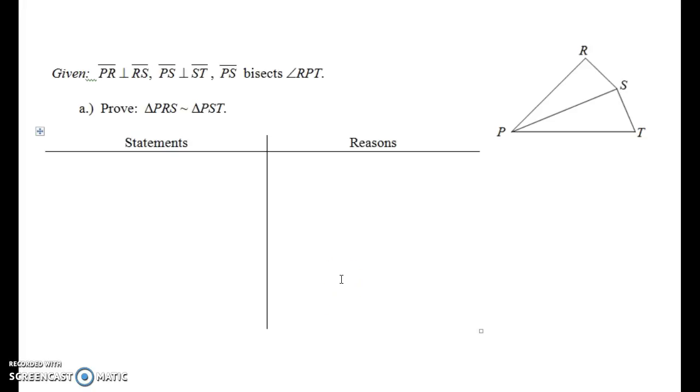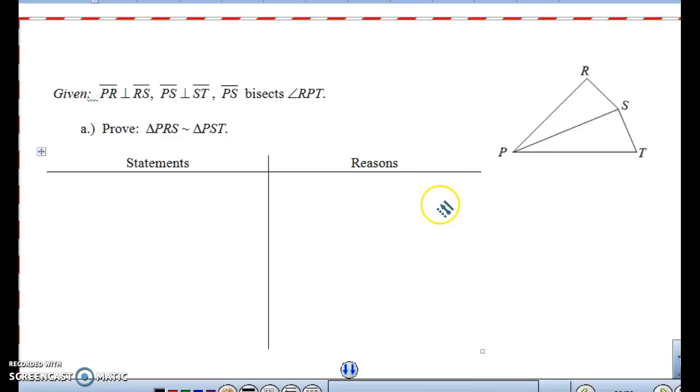So let's see if we can use angle-angle to prove these triangles similar, excuse me, not congruent. So I'm going to do just like I do with the congruence one, I'm going to draw the triangles out separately. All right, here's PRS, so I'm going to draw this separately. And I want it to correspond to PST, so I'm going to draw them exactly the same way and label them exactly the same way.